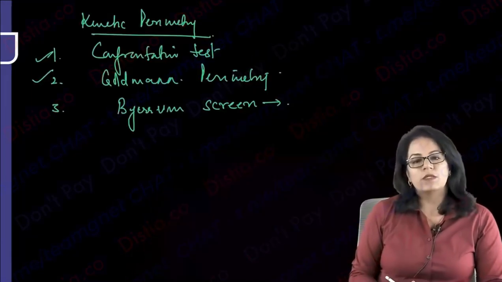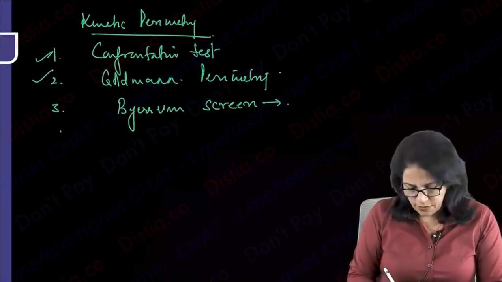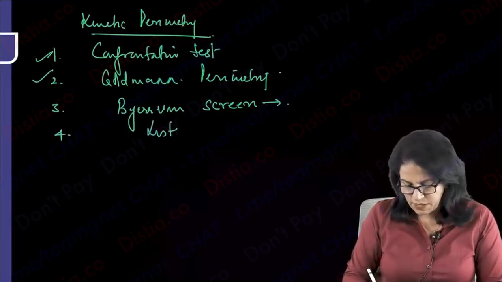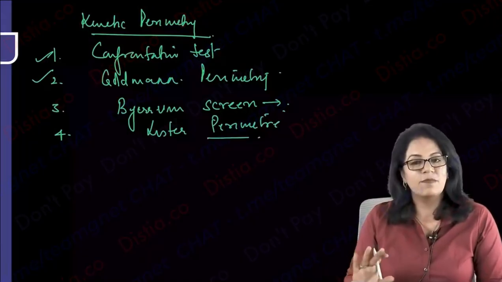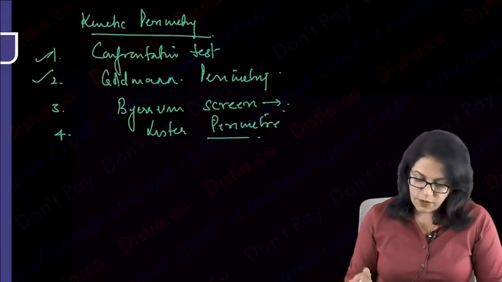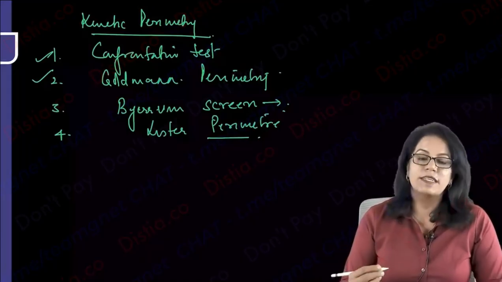This is the old name. You should also know Leicester's perimeter. Just be familiar with the name. This was used for the peripheral field charting. These are all kinetic perimetry, right? And of course, when you say static, static is automated, computerized.